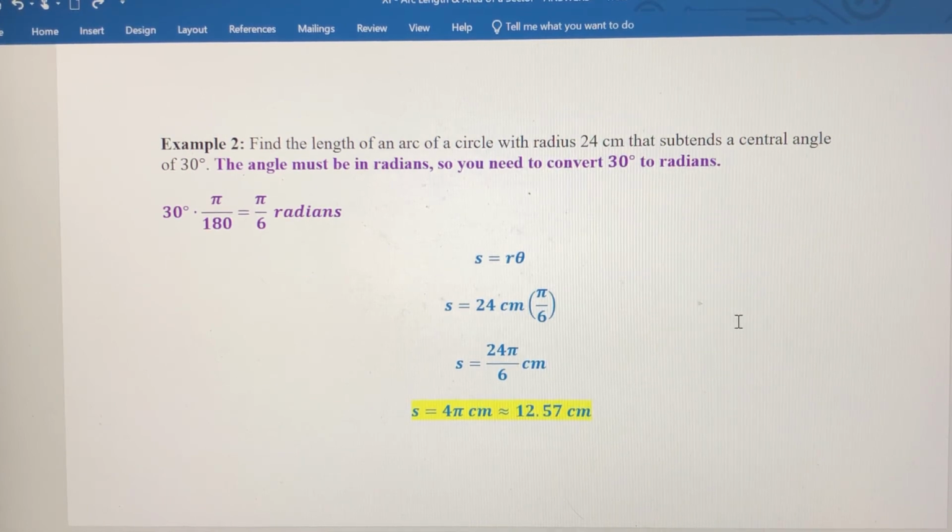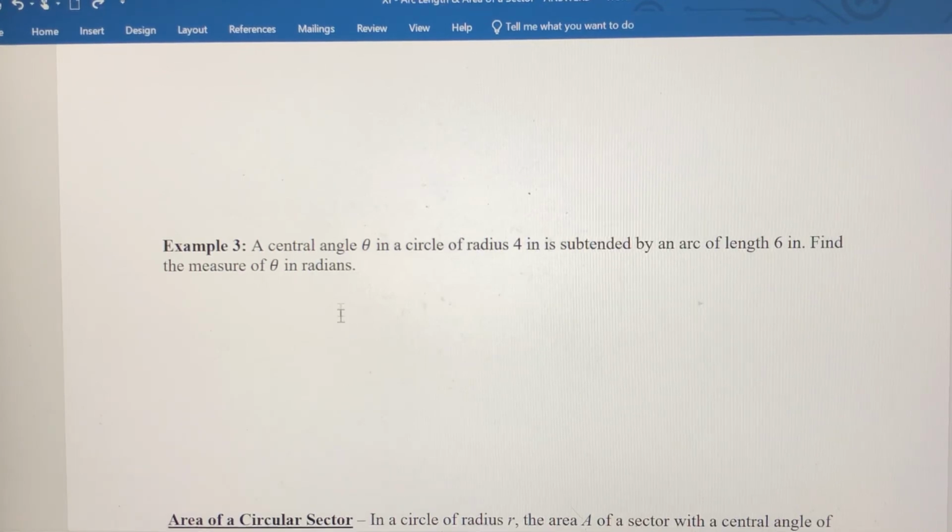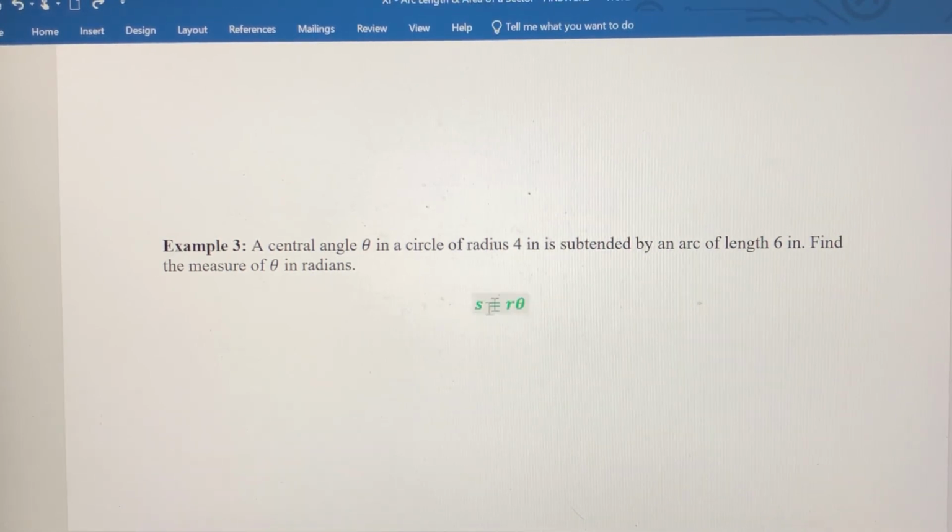Now, let's do one more problem, example 3 here. We've got a central angle theta in a circle of radius 4 inches that is subtended by an arc of length 6 inches. We want to find the measure of theta. In any formula, you can solve for any of the variables. So here we're solving for theta, not for the arc length. Let's plug in what we know. We know the arc length is 6 inches, so I'm going to replace S with 6. The radius I was told was 4 inches.